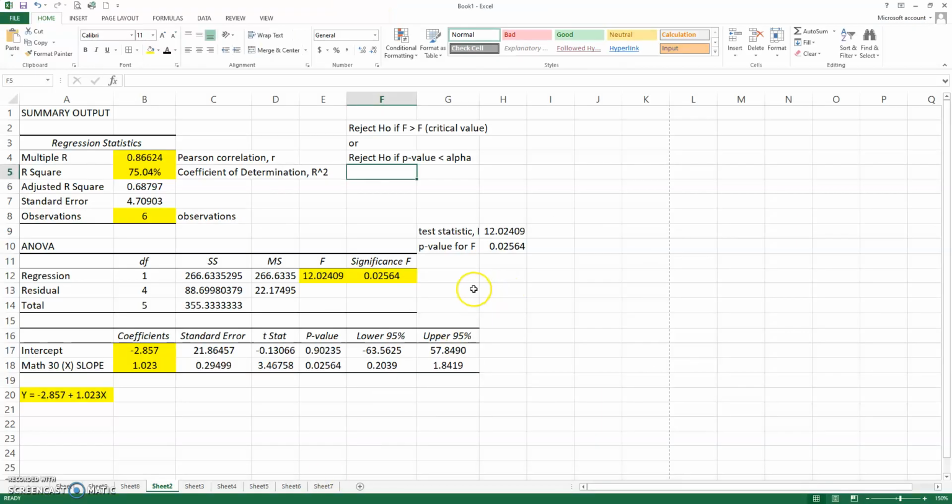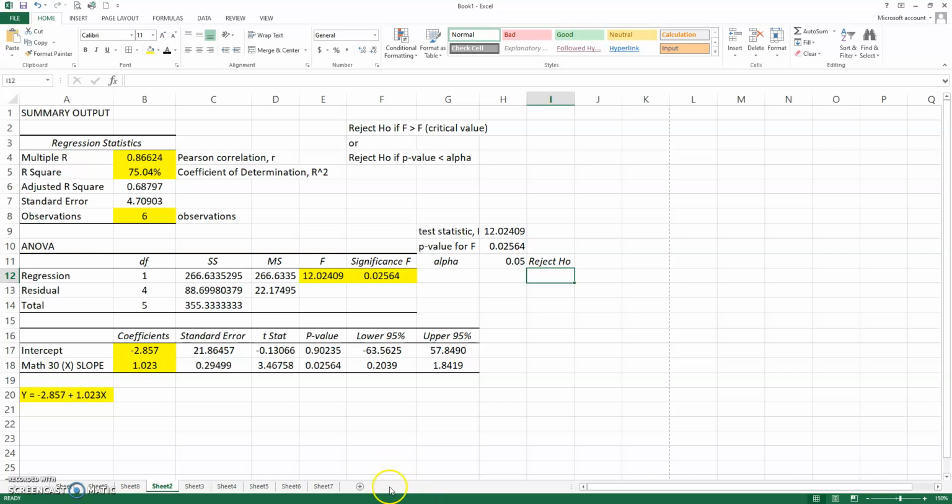Let's go back here. There is our p-value for this. P-value is 0.02564, which is less than alpha. Let's just type that in there. Alpha is 5%. So basically our decision would be to reject the null hypotheses.